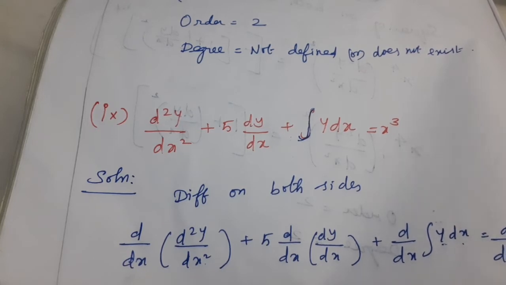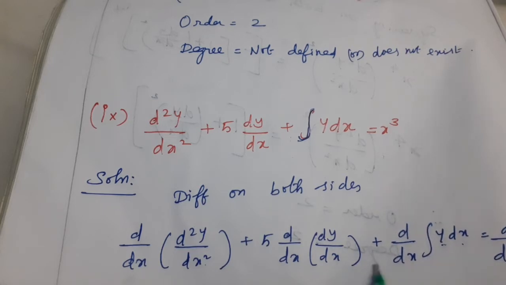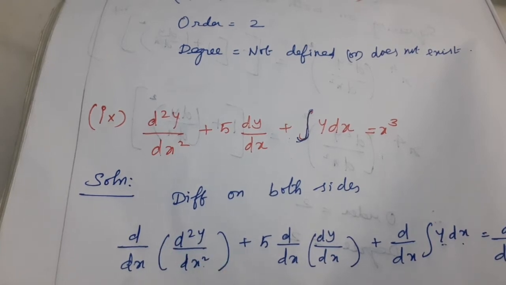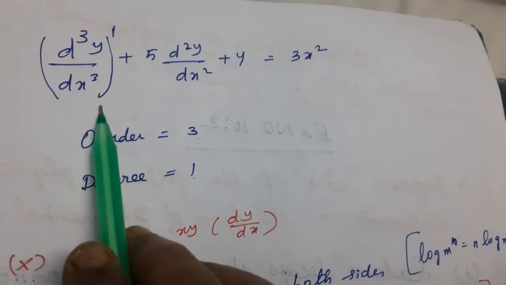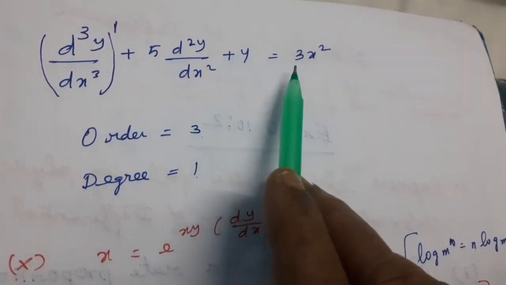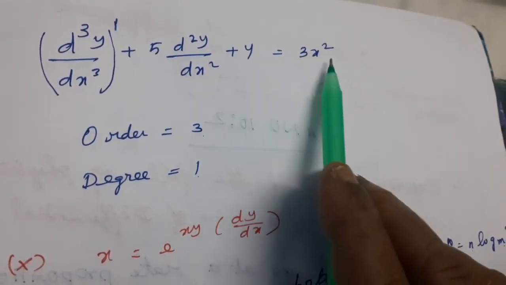Here, d by dx of x cube. The integration and differentiation cancel, so the integral term becomes y. This gives d cube y by dx cube plus 5 into d square y by dx square plus y equals, on the right, 3x square, since differentiating x cube gives 3x square.